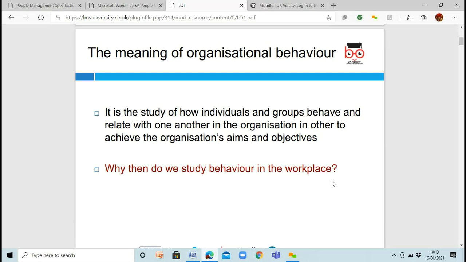So a question I'd like to ask is, why then do we study behavior in the workplace? Now, there are a few answers to this, but the most popular reason is that the person who is actually studying this is interested in pursuing a career in management. So what they do by observing other people's behavior is they want to learn how to predict behavior and how to apply it in a way that can be effective for the organization. So that is really the most popular answer as to why behavior is looked at within the organization.